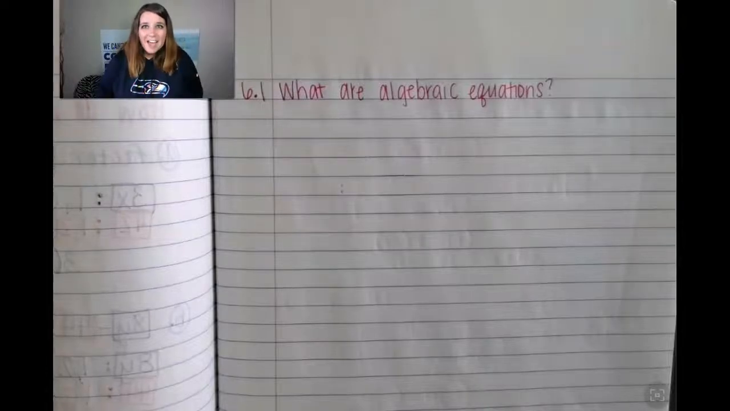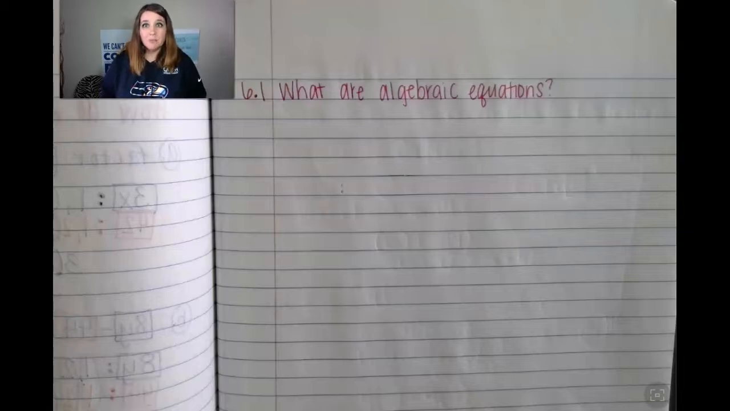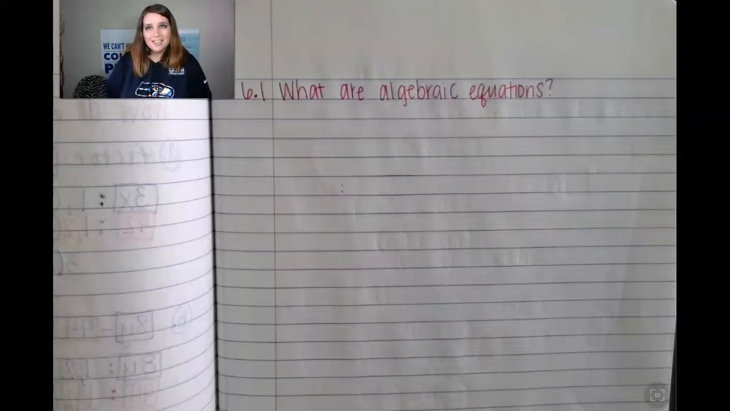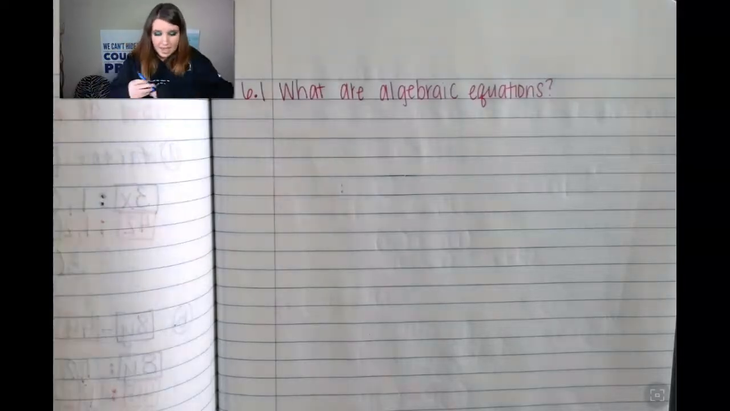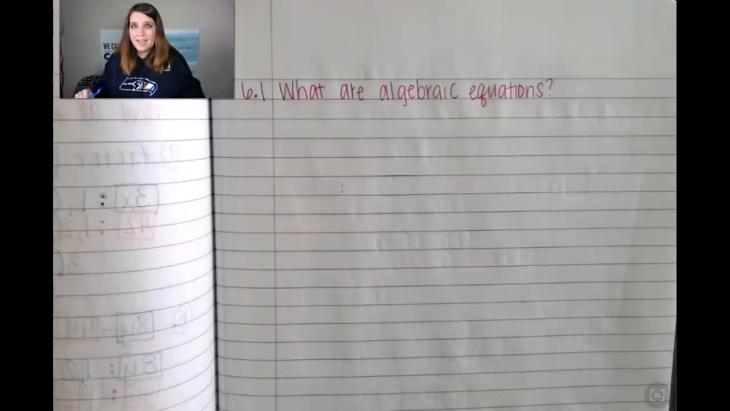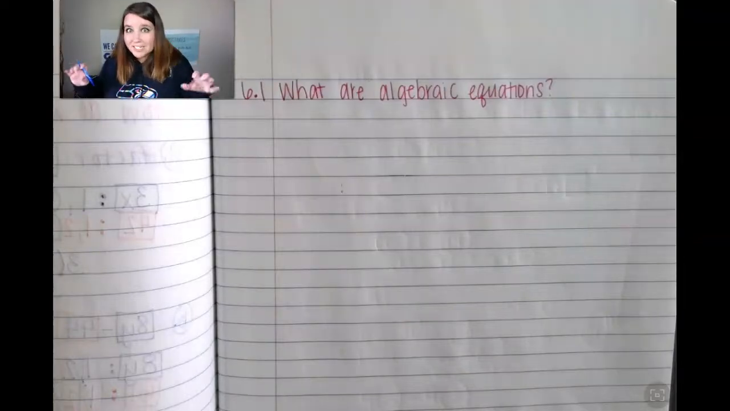All right, Cougars, we have been learning about algebraic expressions over chapter 5. Well, today we are launching into chapter 6 and we are going to be looking at equations and learning what algebraic equations are. So algebraic expressions were math sentences. We know that algebraic expressions were just a little math sentence. An algebraic equation is going to be a math sentence that has an, wait for it, equal sign.